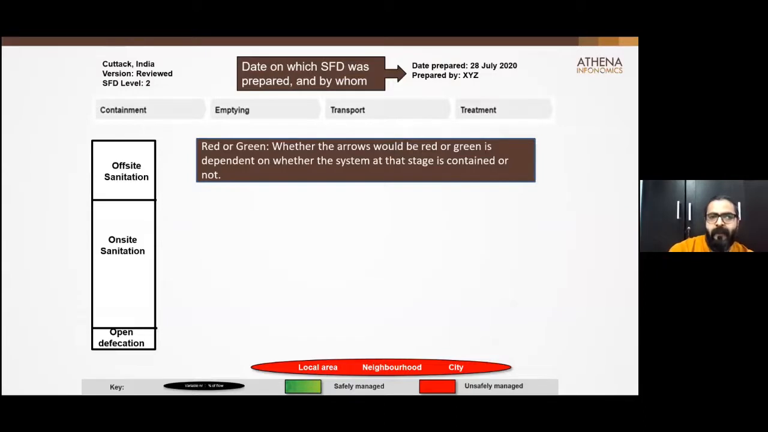Again, when we dive deeper into the terminologies and which arrow is going where, we need to understand why an arrow turns red or green.